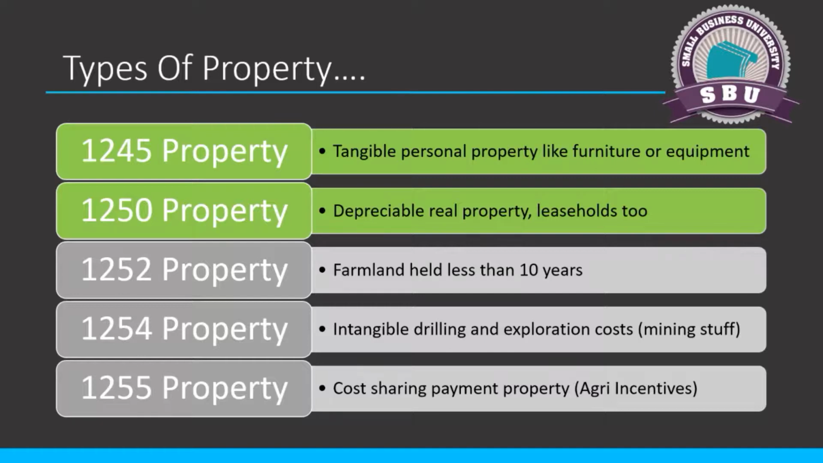Now, the other 3 categories are the much less used stuff. First is the 1252 property. This is short-term farmland, meaning owned less than 10 years, and you have to have deductions for soil or water conservation against it. Again, I don't have any clients with this, but if you do, it's something you'll want to take a look at.